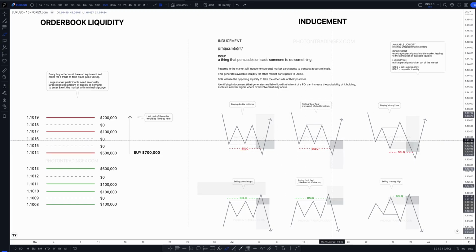Okay, same pattern over here. It doesn't induce a buyer in this instance, it induces a seller, but it still generates the same thing. It generates sell-side liquidity, okay? So equal lows or strong lows, lows in general, they induce buyers and sellers, but it generates sell-side liquidity, for different reasons, but it all leads to the generation of sell-side liquidity below lows, right? So patterns in the market will induce, just encourage, entice market participants, so traders, to transact at certain levels. All that means is it will encourage you to take a trade here that will generate that sell-side liquidity. That's all it basically means.